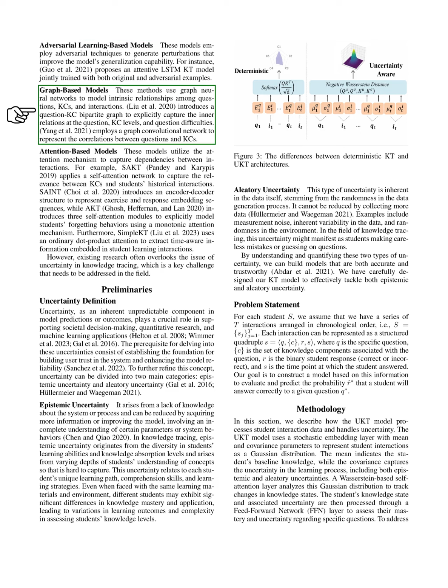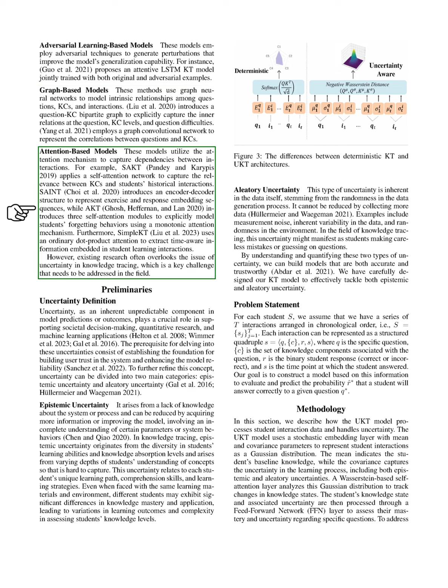Graph-based models leverage graph neural networks to represent the relationships among questions, knowledge components, and interactions. They introduce a bipartite graph to capture the connections at the question and knowledge component levels, while a graph convolutional network illustrates the correlations between them.